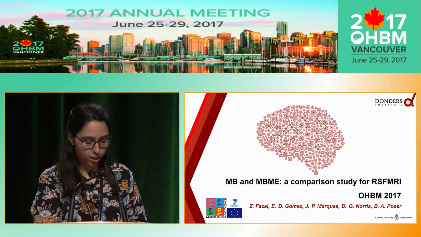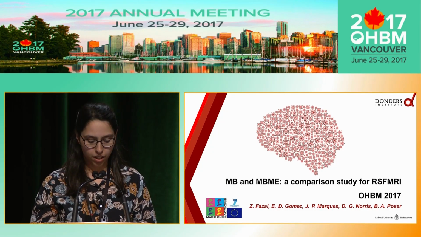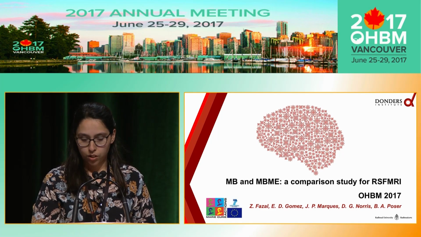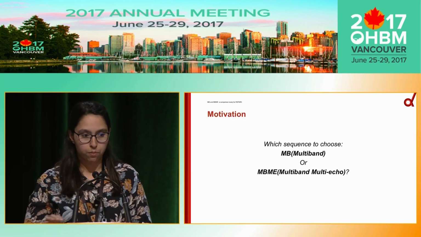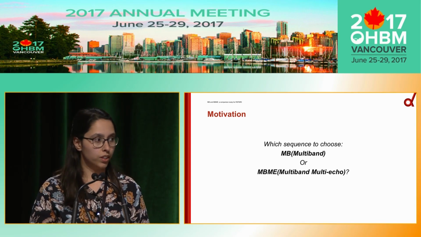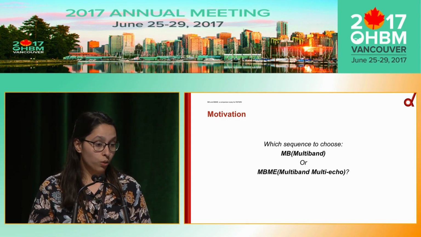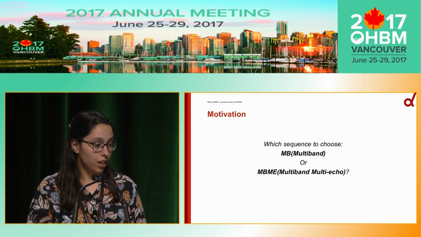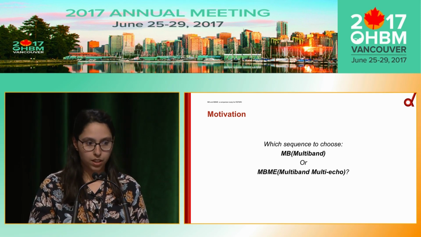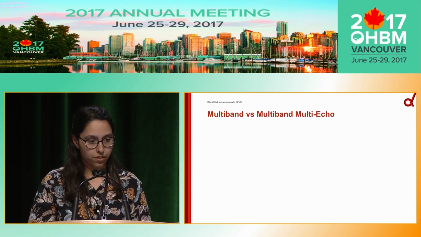Today, I will be speaking about the comparison between multiband and multiband multiecho. The main motivation for us was to compare which sequence to choose between multiband and multiecho when you're doing a resting state fMRI study. And as we all know, both of these sequences have different kinds of advantages. So let's have a recap of the differences between these sequences.